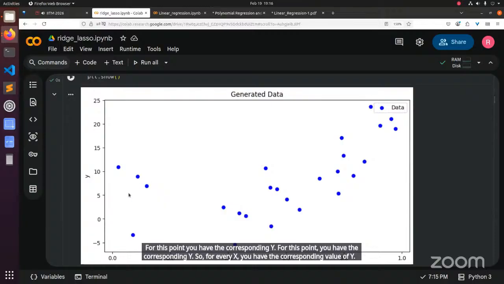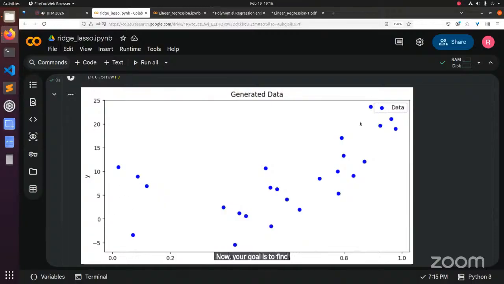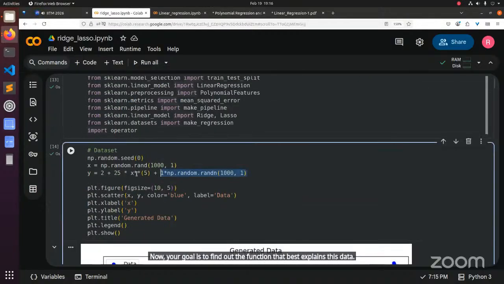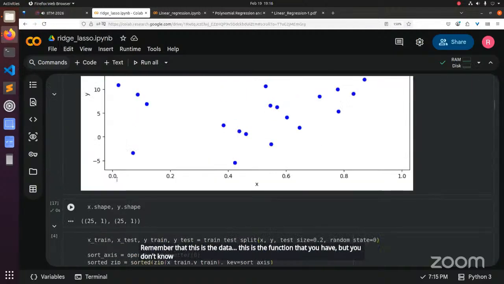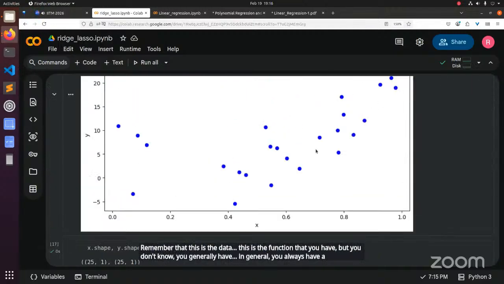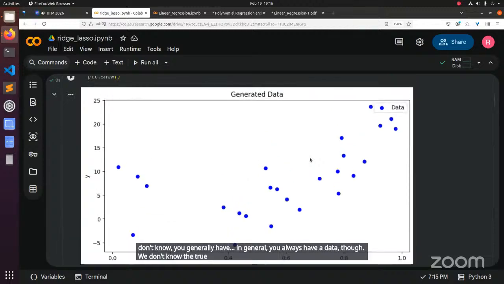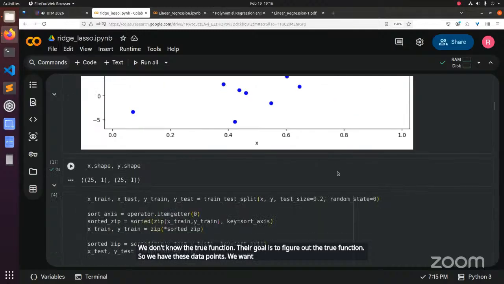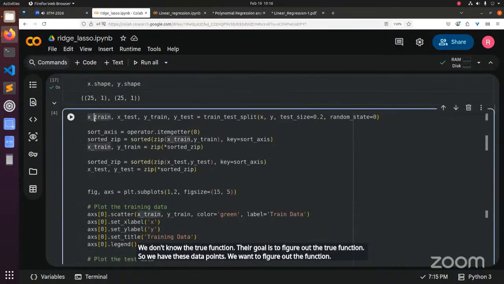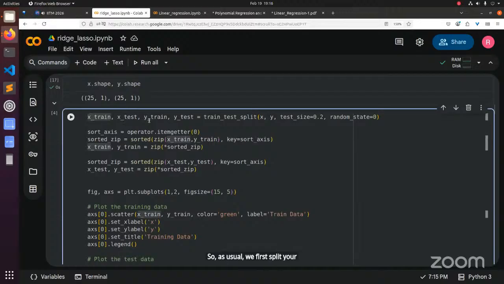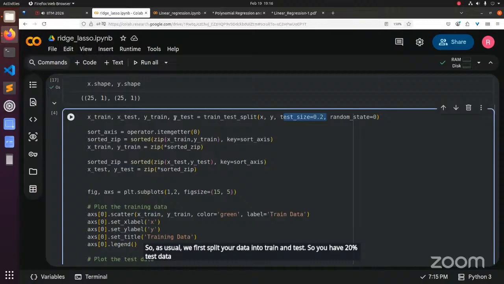Now your goal is to find the function that best explains this data. Remember that this is the data, and this is the function, but in general you always have only the data. We don't know the true function. Your goal is to figure out the true function from these data points. So as usual, we first split the data into train and test. You have 20% test data, which has x test and y test, and you have x train and y train.